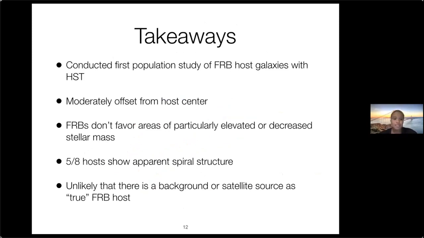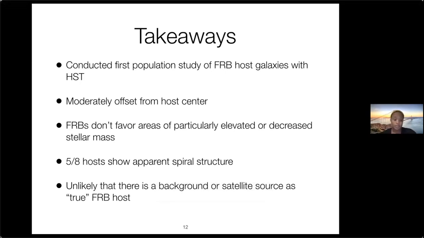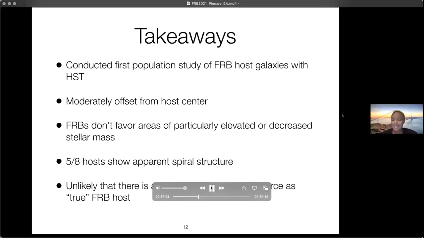So some takeaways. We conducted the first population study of FRB host galaxies using Hubble Space Telescope. We found that the FRBs were moderately offset from the host centers. We also saw that this sample of FRBs did not favor areas of particularly elevated or decreased stellar mass, nor star formation rate. 5 out of the 8 hosts show apparent spiral structure. And lastly, that it is unlikely that there is a background or satellite source that is the true FRB host. And I can take questions now.